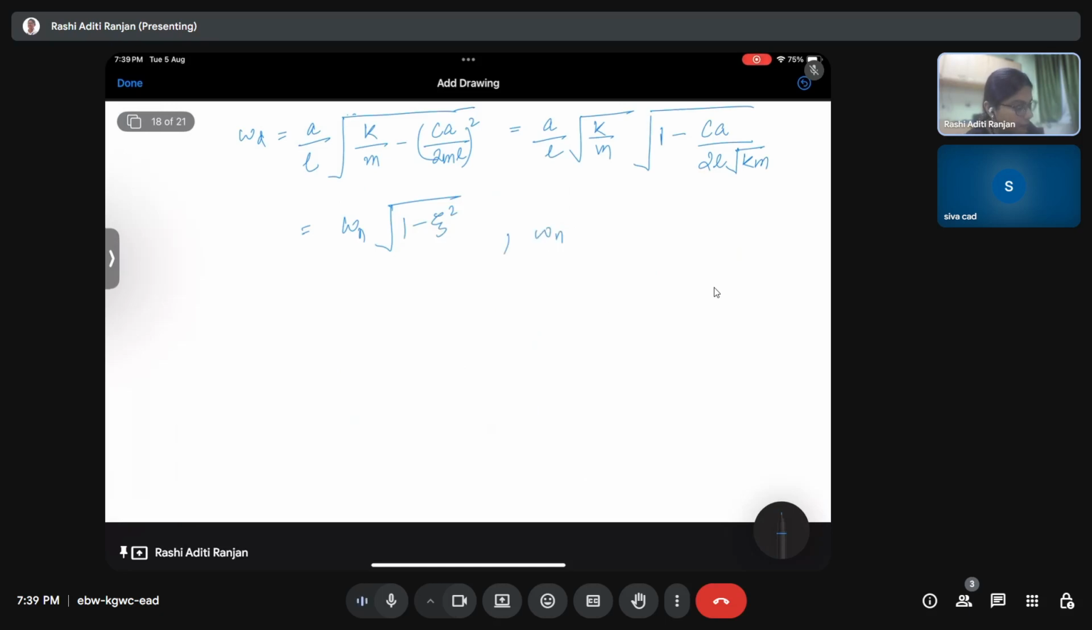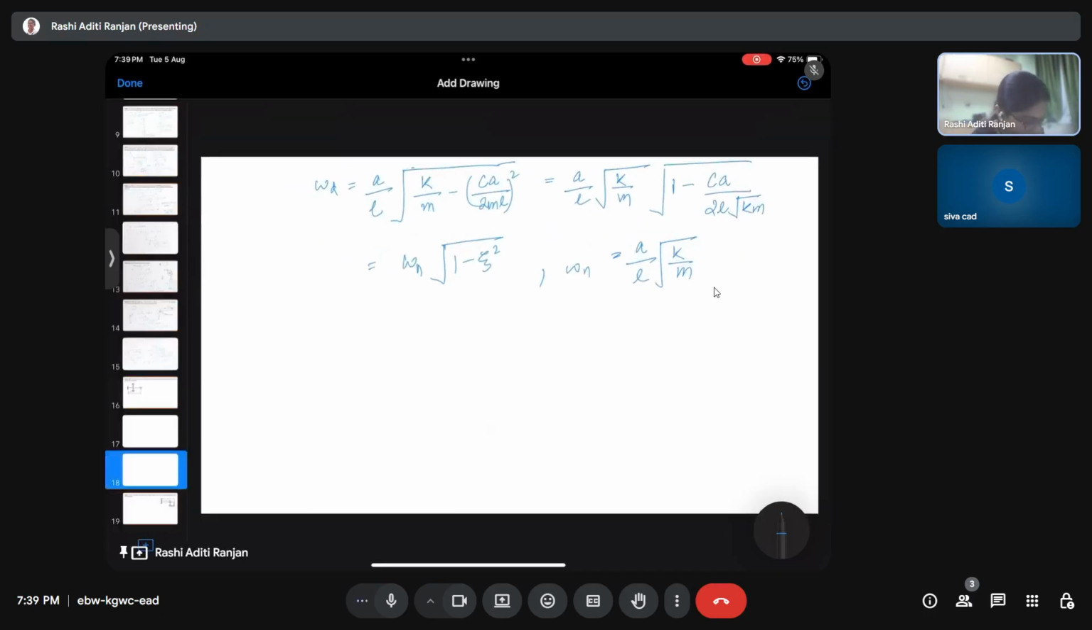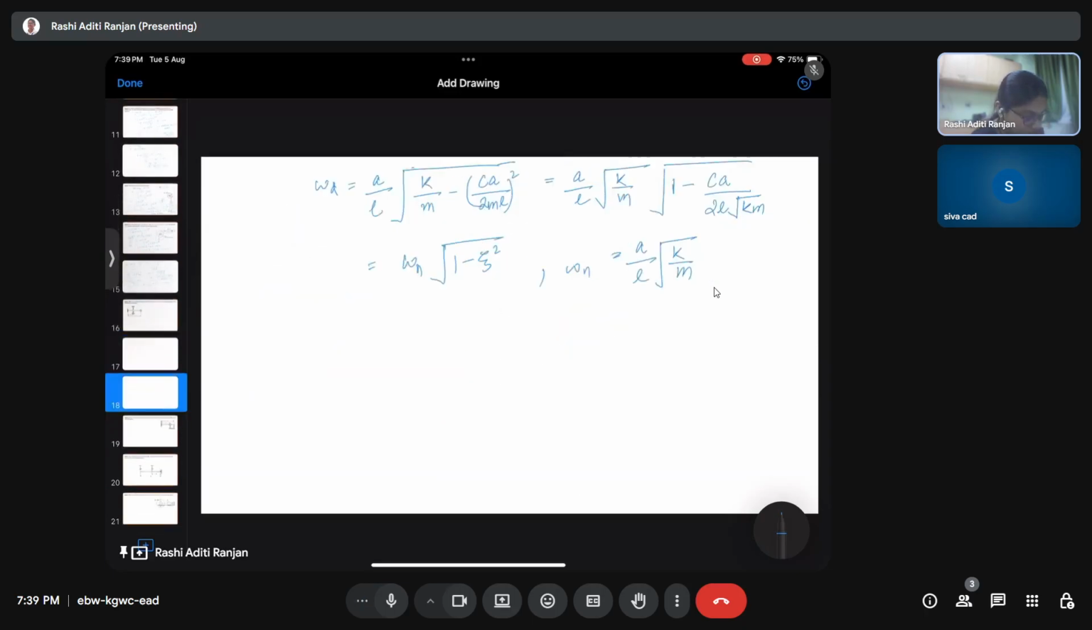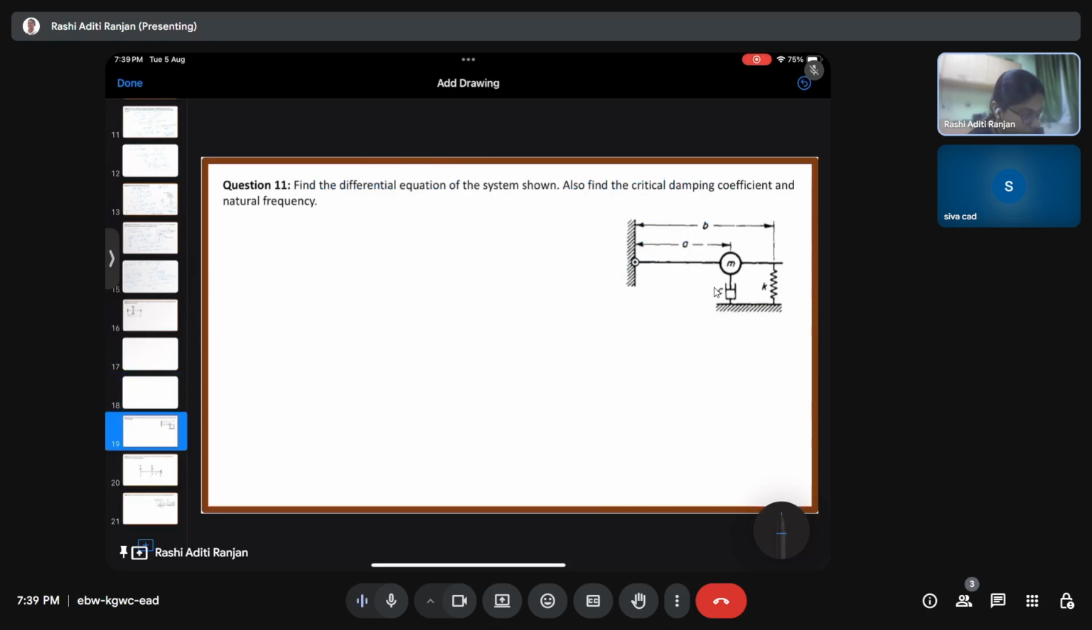where omega n is a by L under root K by M, and then we have eta, which is equal to C by Cc, as nothing but C a by twice of L under root of K by M. Okay, I hope this is clear.